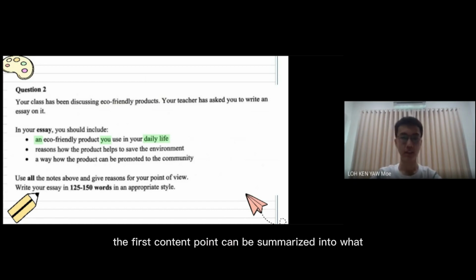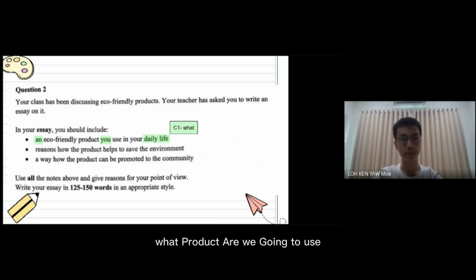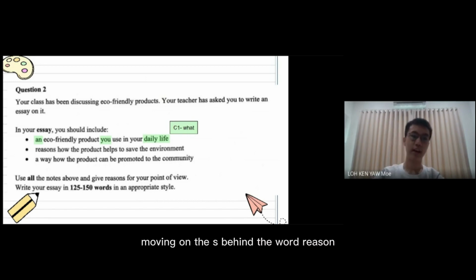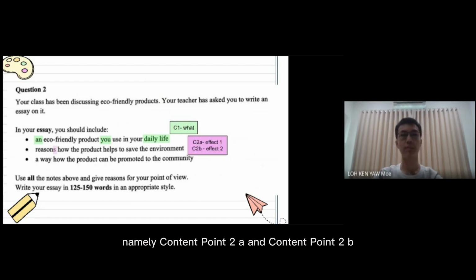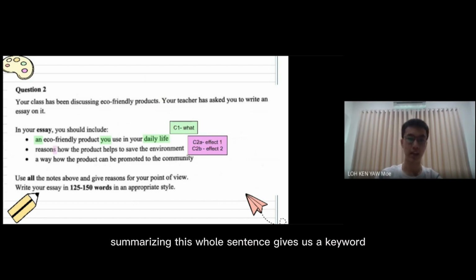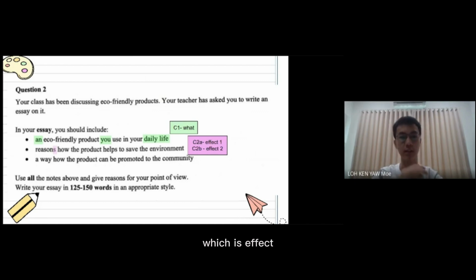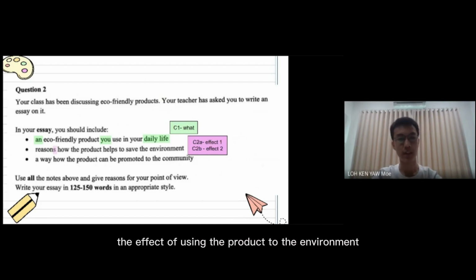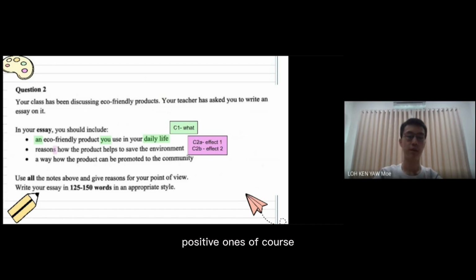There's one technique that can be used in this section, which is summarizing the whole sentence into one keyword. In this case, the first content point can be summarized into what. What product are we going to use? Moving on, the s behind the word reason means that for the second content point, there are two subpoints, namely content point 2A and content point 2B. Summarizing this whole sentence gives us a keyword, which is effect. The effect of using the product on the environment. Positive ones, of course, in this essay.